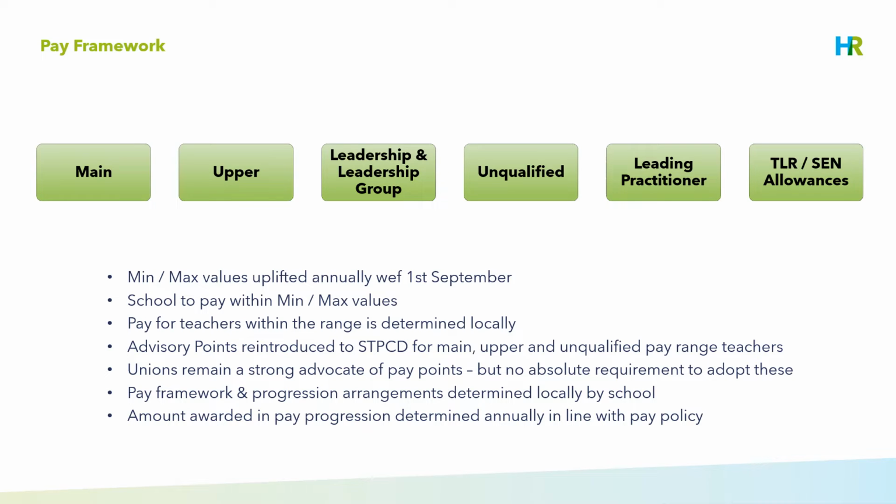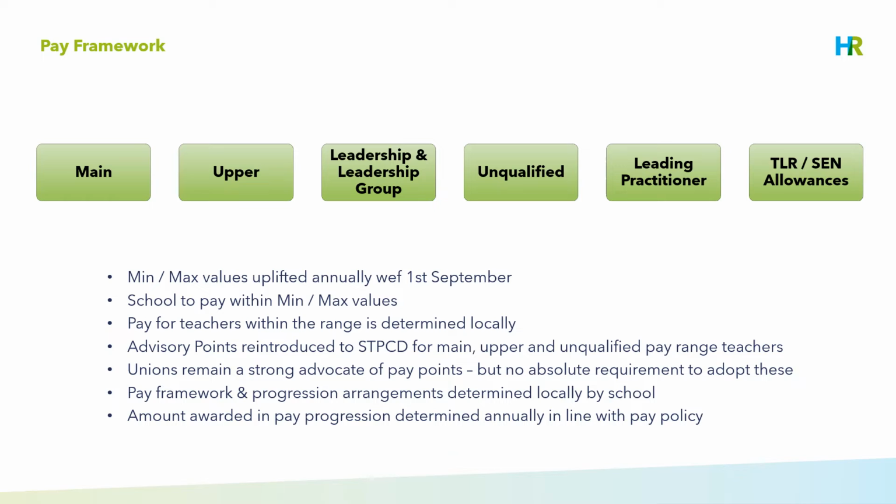In 2014, mandatory pay points were removed from the STPCD. This was to give schools greater flexibility to determine how pay progression operated locally and what year-on-year increases were awarded. However, since 2020, advisory pay points have been reintroduced for the main and upper pay ranges, and last year advisory points were reintroduced for unqualified teachers too. As yet, there are no advisory points published for leadership teachers. It's important to note that while the unions remain clear advocates of a pay point approach and have been quite strong in encouraging schools to adopt these, there is no absolute requirement to do so.